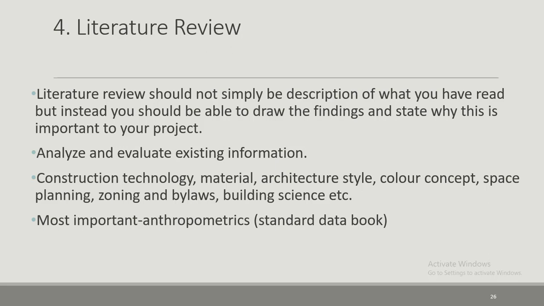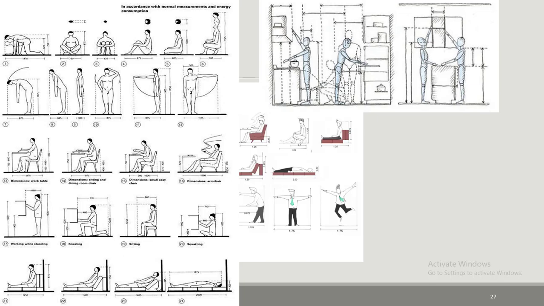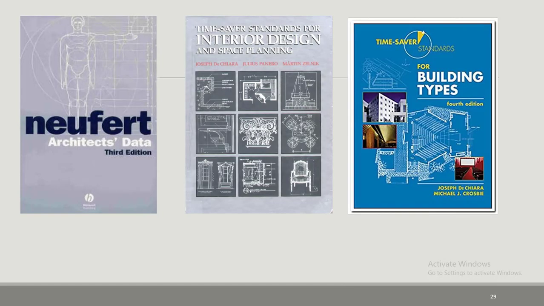A standard data book could be consulted for this. Anthropometry is the branch of human science that studies the physical measurement of the human body, particularly shape and size. It is an essential part of the design process. They are adopted to fit the dimension of human body and motion. The books easily available are Neufert's Architects' Data, Time Saver Standards for Building Types, and Interior Design and Space Planning.